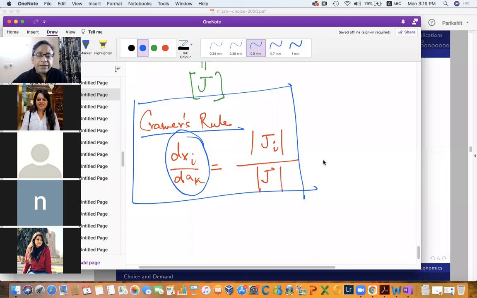And obviously then, the denominator has to be non-zero, right, for this exercise to make sense. So now you can relate it to the condition that the Jacobian matrix has to have a non-zero determinant for a solution to exist and for us to be able to do comparative statics.